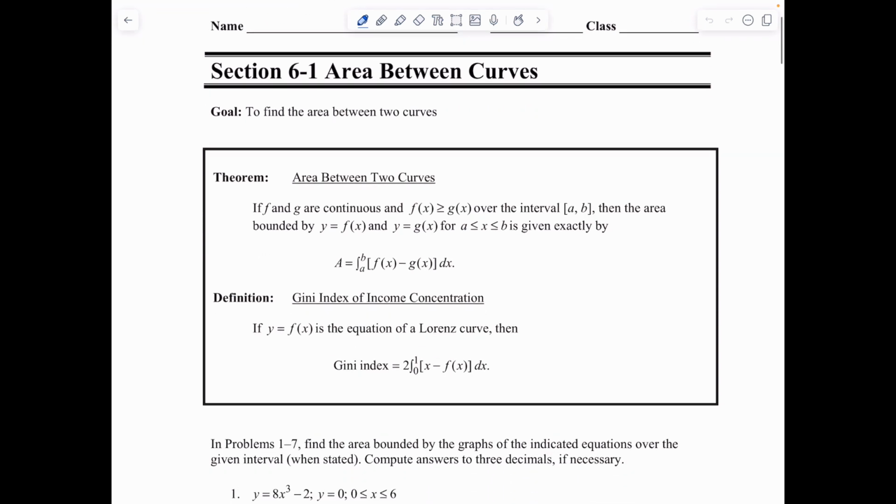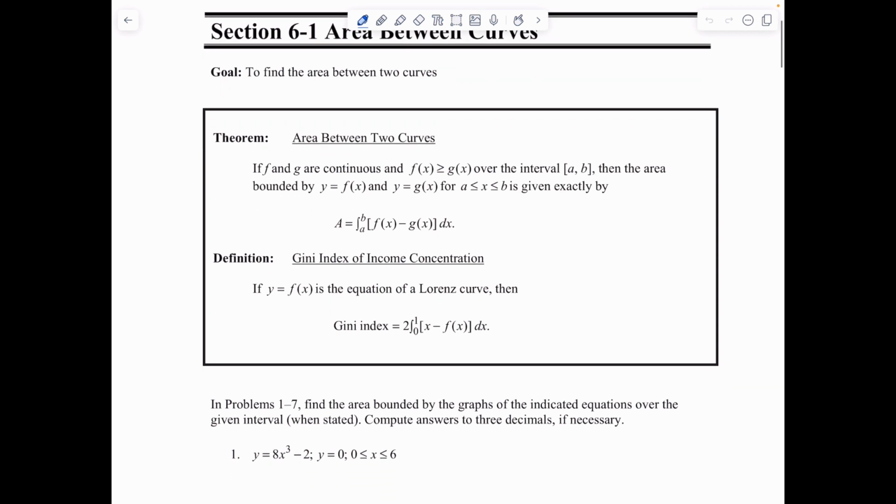The theorem we'll be using is: if f and g are continuous and f of x is greater than or equal to g of x over an interval a to b, then the area bounded by f of x and g of x between this interval is given by the integral from a to b of the difference between f of x and g of x. We'll take a look at some examples of that here in a minute.